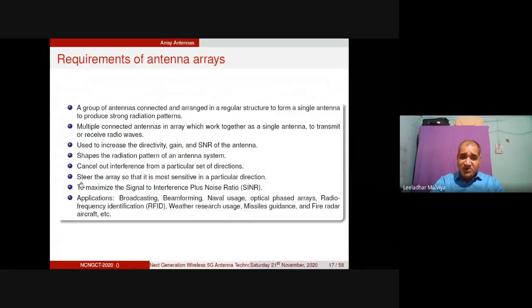So steering is possible using the arrays, and beam steering can also be done, right? Signal to interference and noise ratio can be maximized in this case. So broadcasting, beamforming, naval uses, optical phase arrays, radio frequency identification, weather research uses, missile guidance, and fire radars have a very strong requirement of antenna arrays. So antenna arrays will play a very big role in 5G.